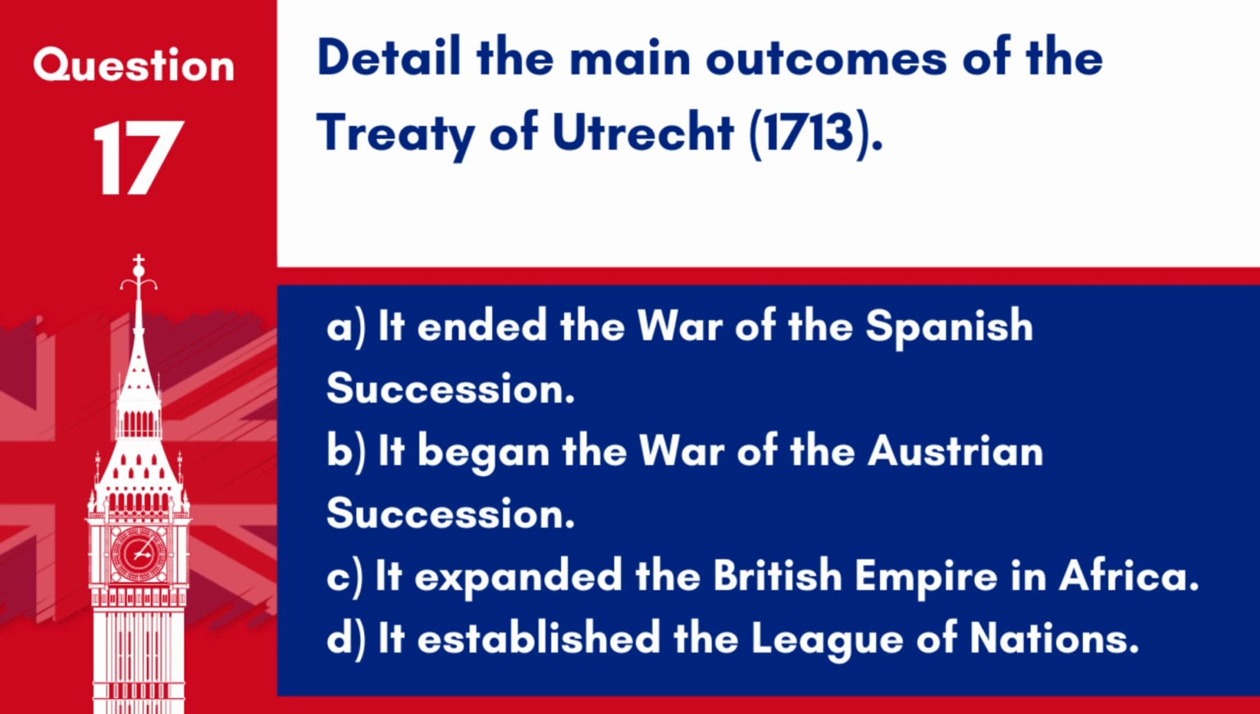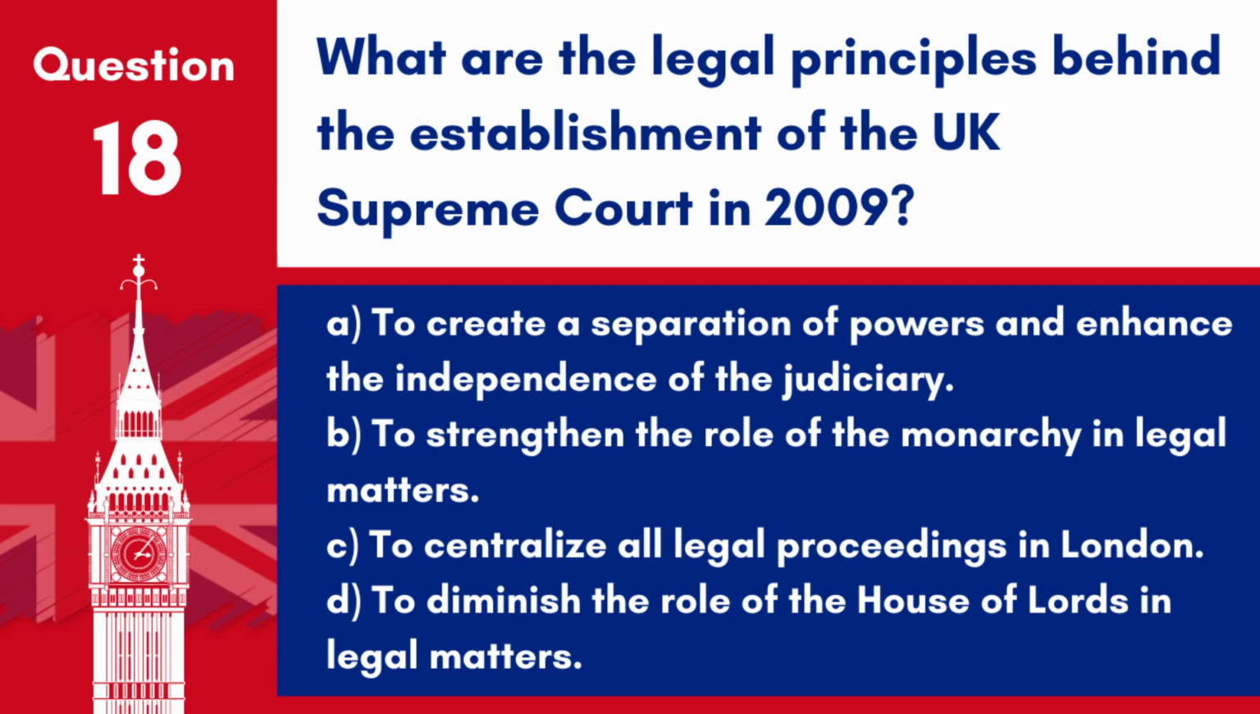A. It ended the War of the Spanish Succession. B. It began the War of the Austrian Succession. C. It expanded the British Empire in Africa. D. It established the League of Nations. Answer: A. It ended the War of the Spanish Succession. The treaty marked the end of hostilities and redefined European state boundaries, diminishing Spanish power and enhancing British naval and colonial supremacy. Question 18. What are the legal principles behind the establishment of the UK Supreme Court in 2009?